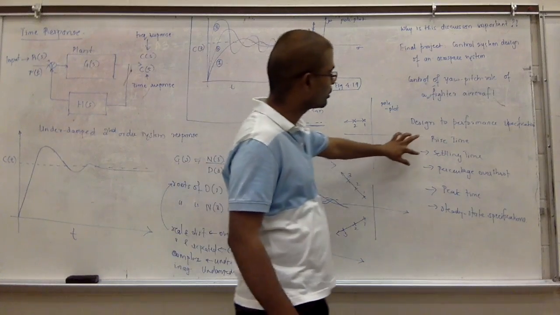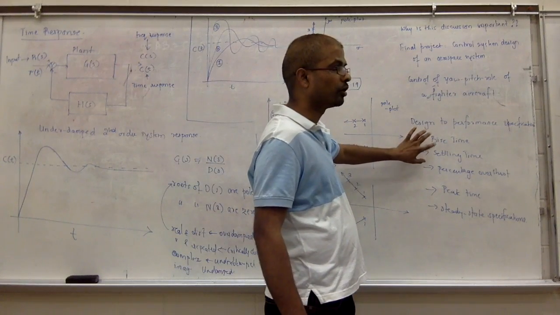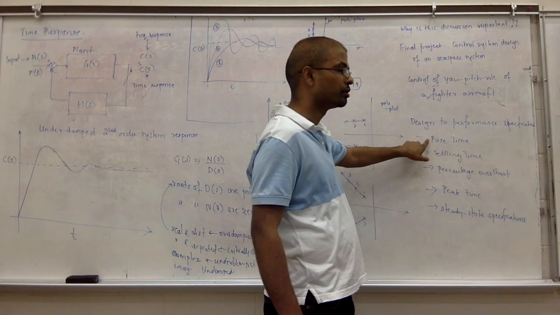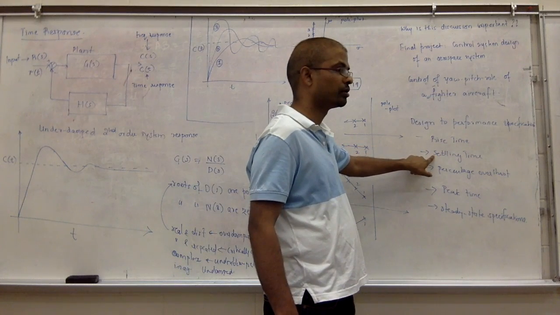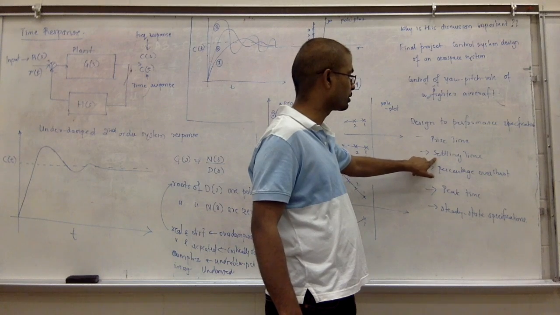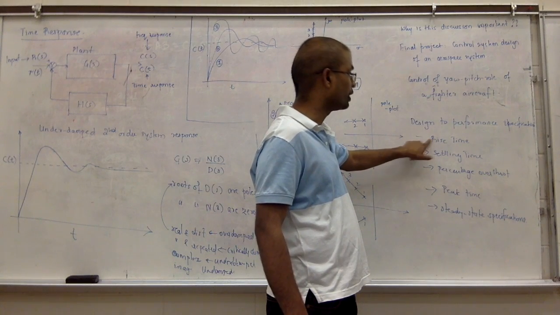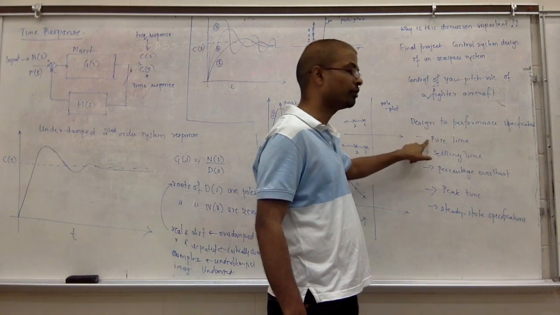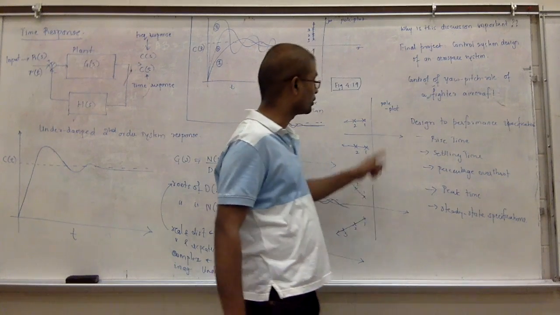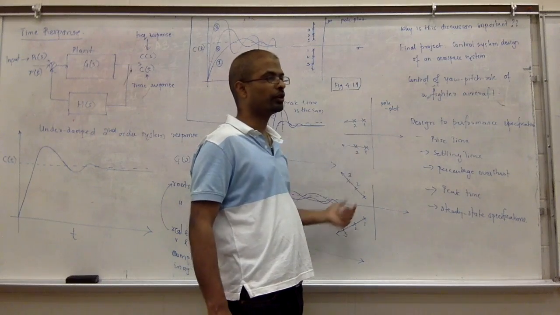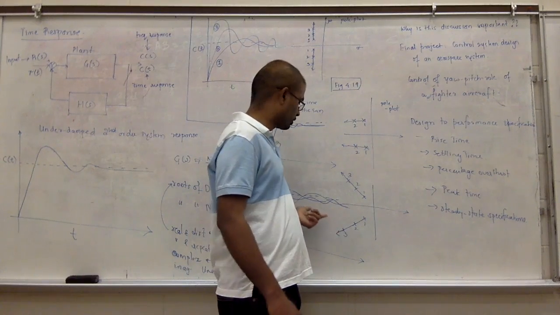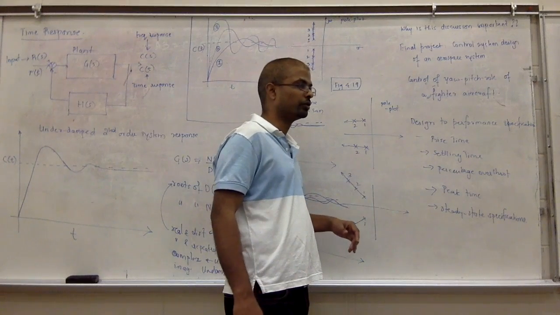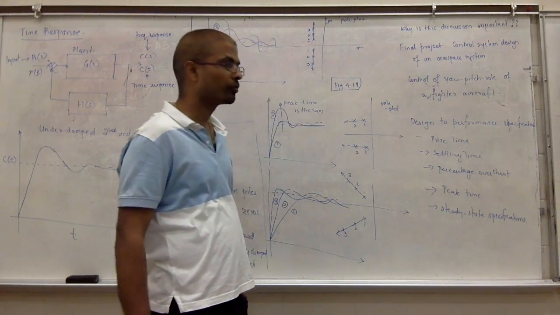So these are complementary. If you try to increase this, you'll compromise this. If you try to decrease this, you'll compromise this. If you want better rise time, go look at this figure. This is not accurately depicted, but the settling time for the first one is smaller than the settling time for the other.